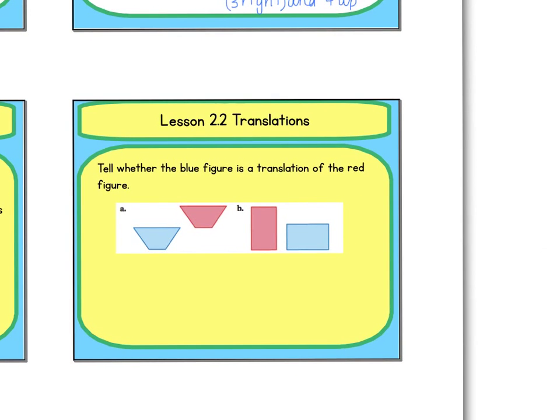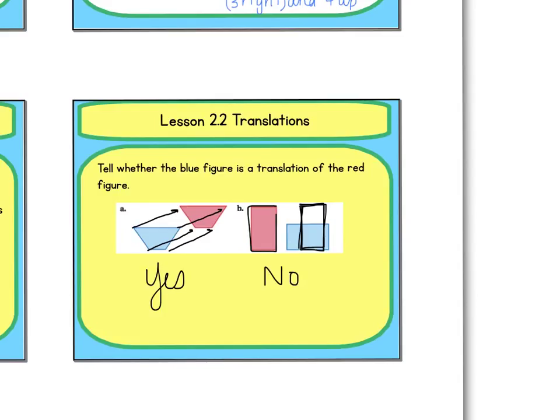When we get to the next part, it says, tell whether the blue figure is a translation of the red, meaning did we only slide the figure to a new location? No flips, no turns, none of that. So when I look here, and I match up my pieces, could we consider this a translation? Yes. Okay. When I look at B, if I were to slide this figure, if I were to move it from one location to another, it would still be upright like this. So since this one had a turn, this one would not be a translation.